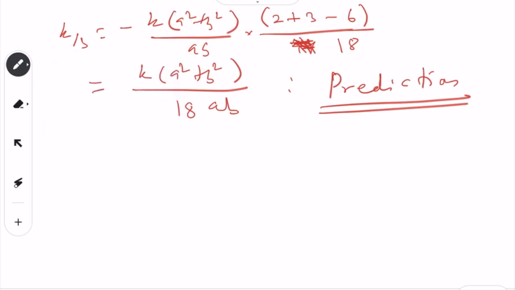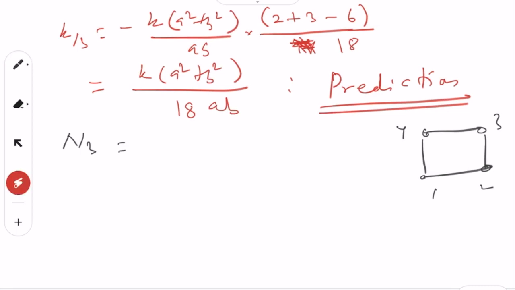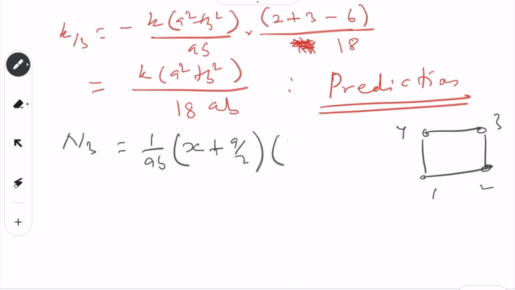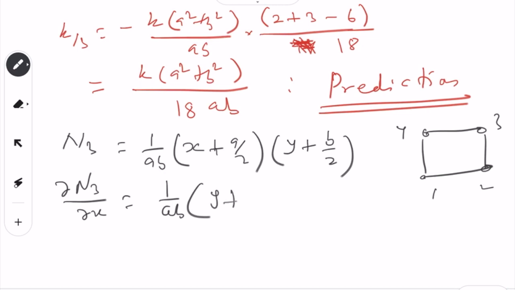So let's see. Okay, now N3 we will need. So N3 is, if you look at this one that we derived last time, so 1, 2, 3, 4. So this is 3, so the equation of this is the one. Yeah, so this will be simply 1 over AB times x plus a over 2, multiplied by y plus b over 2. Hence, del N3 over del x will be 1 over AB times y plus b over 2, and similarly del N3 over del y will be 1 over AB times x plus a over 2.